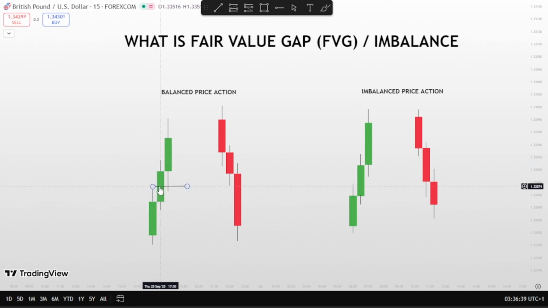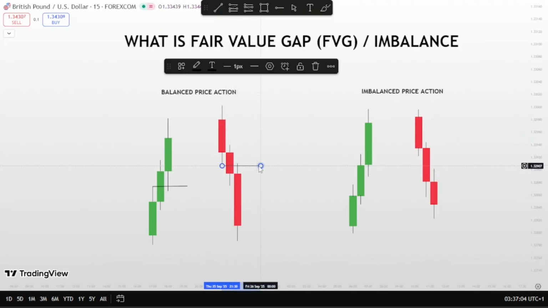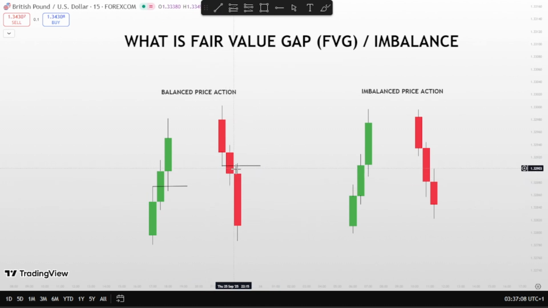There is no gap in between them, because the low of this third candle actually overlapped with the high of this first candle. Same thing happens to this bearish example. Here it is, this is the bearish scenario. So this is the first candle, this is the second candle, and this is the third candle. This is the low of the first candle, and you can see that the third candle actually overlapped with the first candle wick. So in this case, there's no gap in between them.